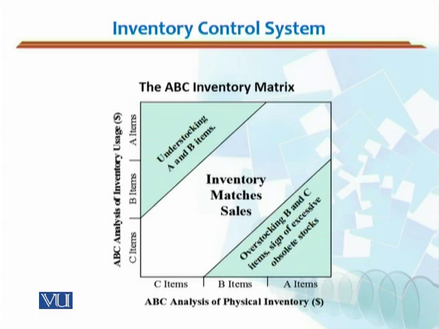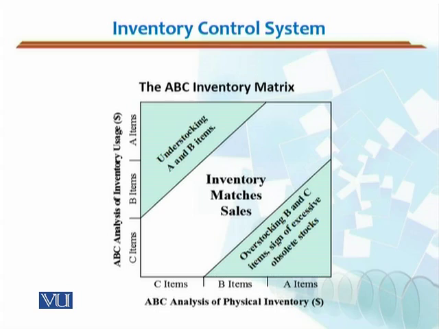So if we can actually give it in the form of a figure, the ABC inventory matrix, that ABC analysis in terms of usage is at the y-axis, and at the x-axis you have the physical inventory level. So ABC, if you see inventory matches your sales, it is in the center. Center में आपके पास एक area मौजूद है. That spectrum or that horizon is the one where your inventory actually matches your sales.